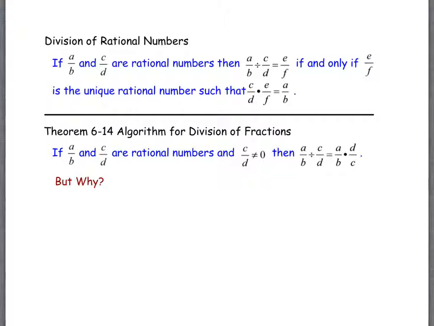Okay, so multiplication, we also have division. A over b and c over d are rational numbers, and if we start talking about division, a over b divided by c over d equals e over f if and only if e over f is a unique rational number such that c over d times e over f is equal to a over b. And I want to use, again, whole numbers to show you this works, not because fractions don't, but just because you get the same idea either way.